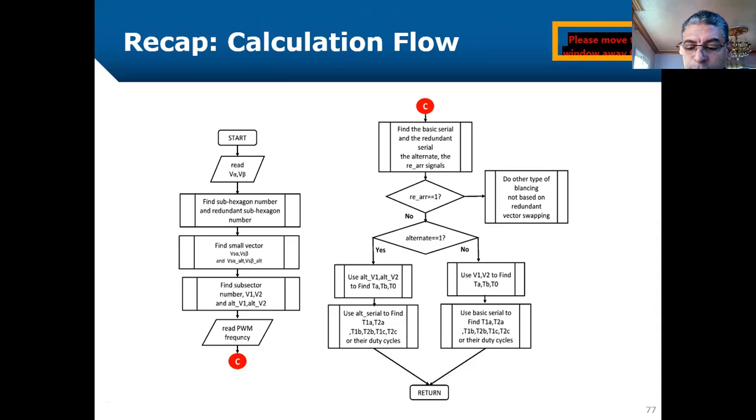Then we return. So as you see, in some parts we have 2 parallel buses, and each of the parallel buses is applied for every first PWM period and every second PWM period. We apply this one for the alternative in the second PWM period, and this one for every first PWM period. Okay. Of course, if there is no alternative, then we have no choice but to apply this calculation flow all the time. Okay.